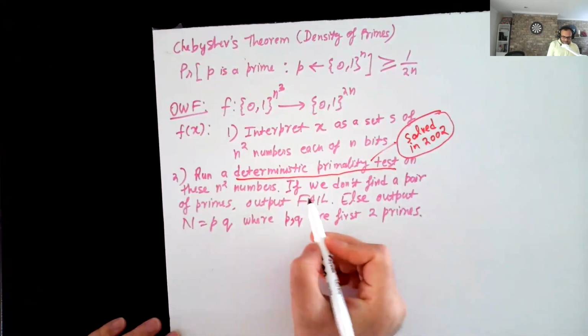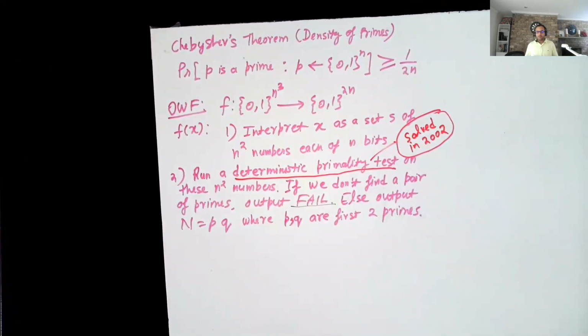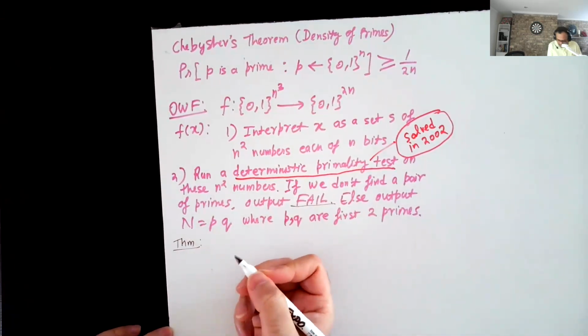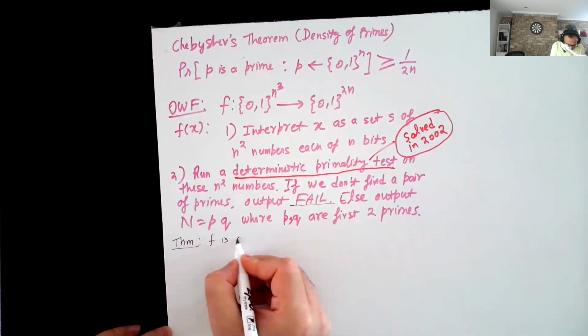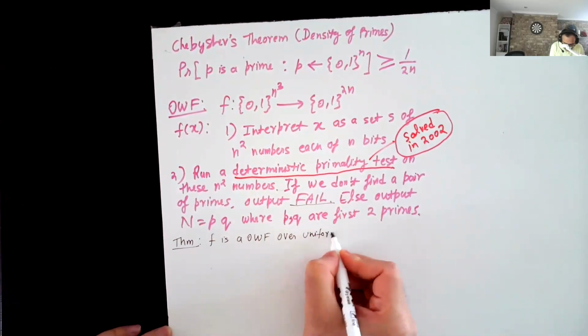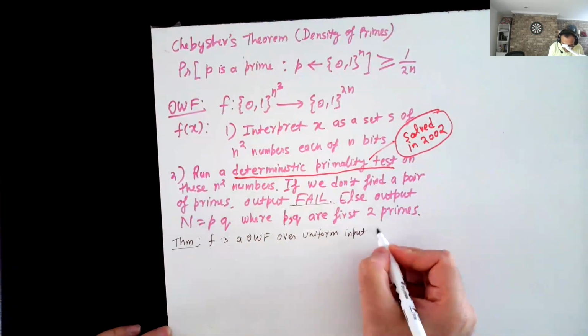So now observe that if the output is fail, the function is actually very easy to invert. Just pick n square numbers, none of them must be prime, and that's a valid preimage of fail, right? So we really don't want this output fail to occur too often. And this is where we will use Chebyshev's theorem. Okay. So overall, the theorem which we want to prove is f is a one-way function over uniform input domain.